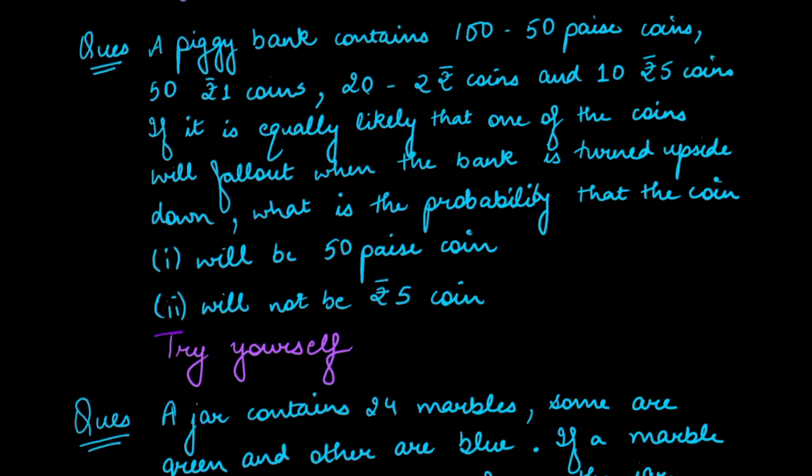Let us discuss the first part, that is 50 paisa coin. Now, how many 50 paisa coins are there? 100. So, the number of favorable outcomes will be 100. Okay. Now, what are the total number of coins? 100 plus 50 plus 20 plus 10. So, 180. So, the probability comes out to be 100 by 180. That is 5 by 9.